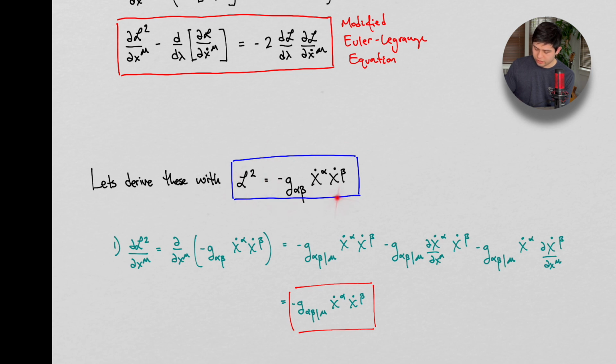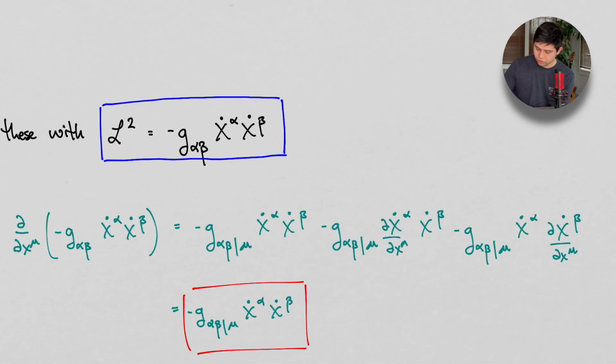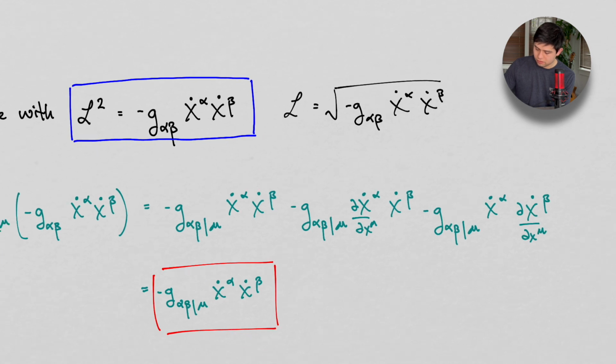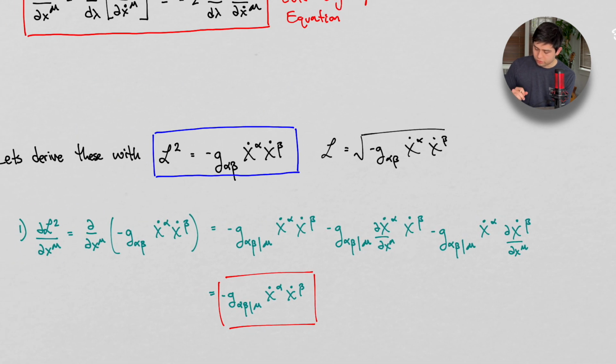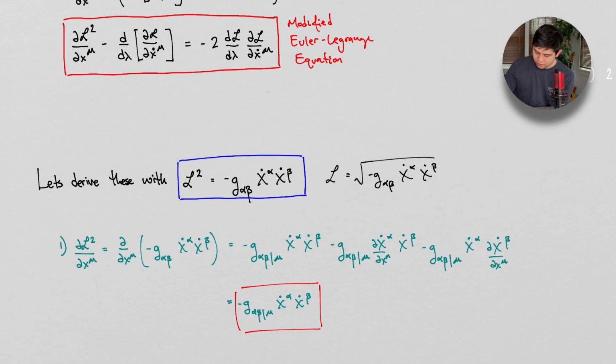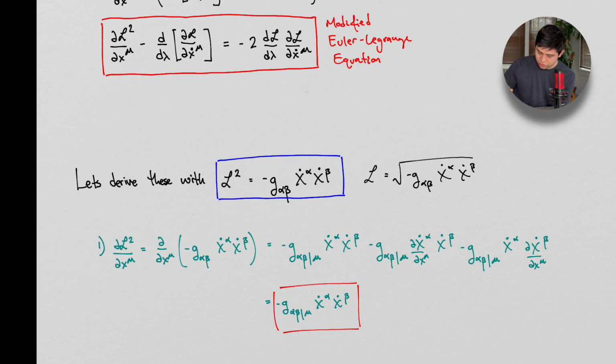So our Lagrangian squared. So we're saying here that our Lagrangian is equal to minus g alpha beta x dot alpha x dot beta. Right, so that's what we're saying our Lagrangian is. This is going to be interesting to go into later. We're going to talk about Lagrangians and how they sort of fit into a broader scheme within general relativity. But needless to say, let's go ahead and get started.